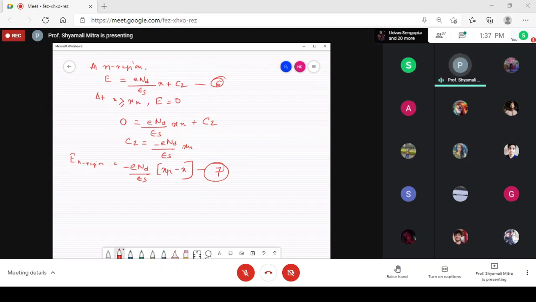Yes, because from there my abrupt junction starts, at x equals x_n, that must not hold good, because from there we are basically moving on to the bulk region. So at that particular boundary condition, the electric field should be 0. Okay, then, alright, it is 0, okay.